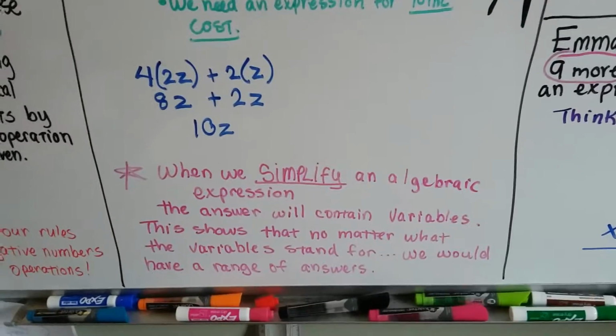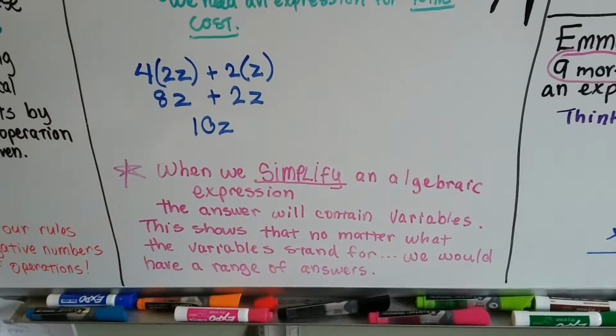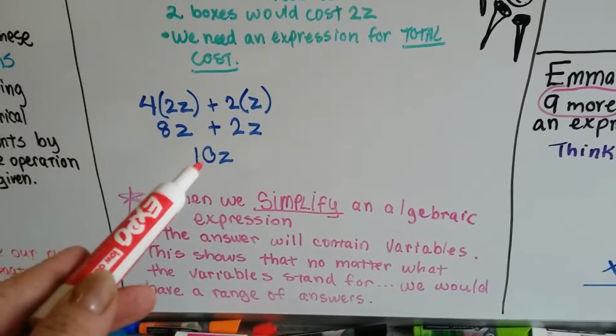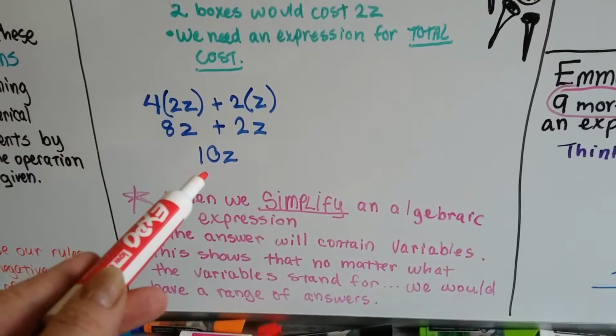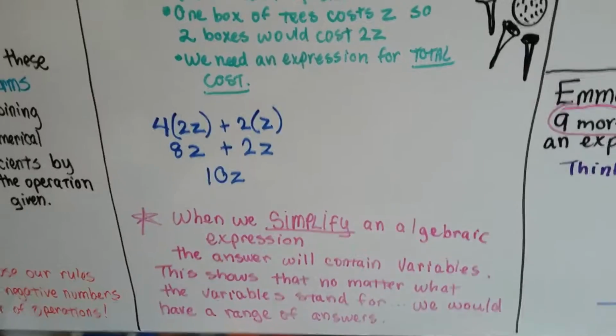When we simplify an algebraic expression, the answer will contain variables. This shows that no matter what the variables stand for, we'd have a range of answers. It's not like solving an actual math problem like 2 plus 2 is 4. It's simplifying an expression. It's condensing it, okay?